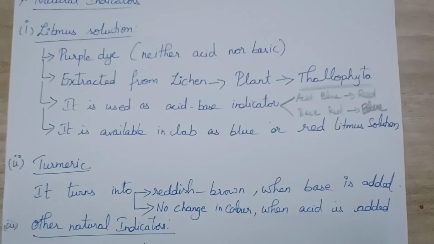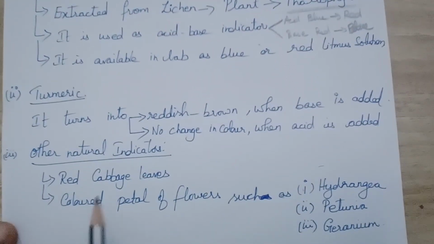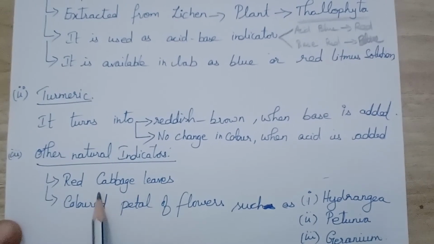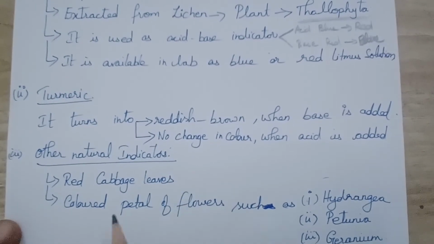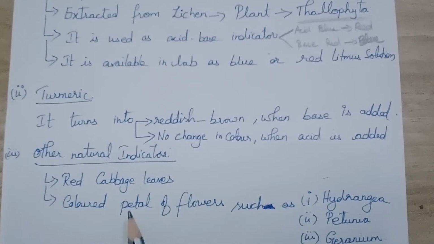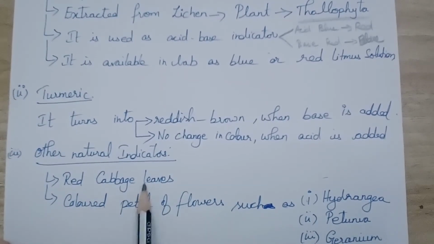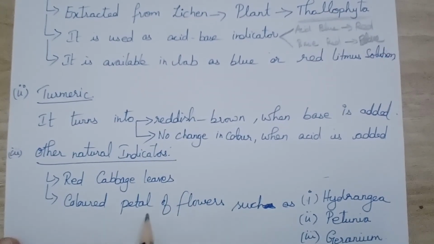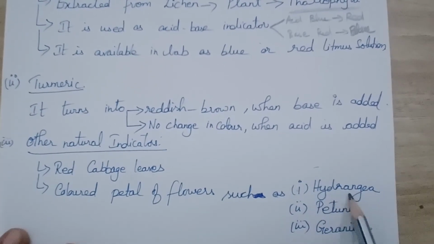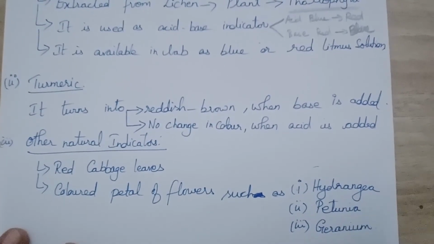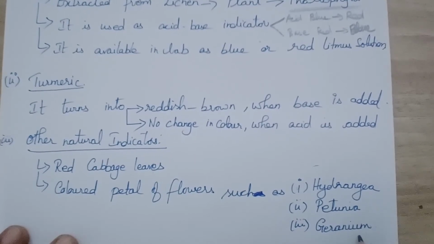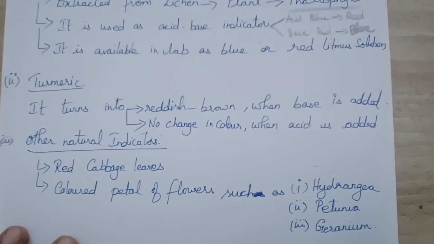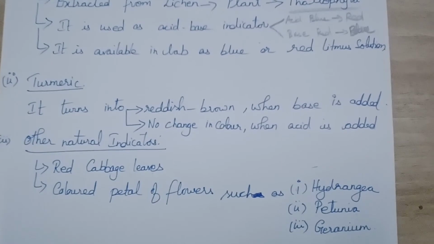Some other indicators are red cabbage leaves. Red cabbage, you have seen that purple color. That extract is also used as an acid-base indicator. And the colored petals of flowers such as hydrangea, petunia, geranium, and hibiscus are also used as acid-base indicators. These are the natural indicators available.